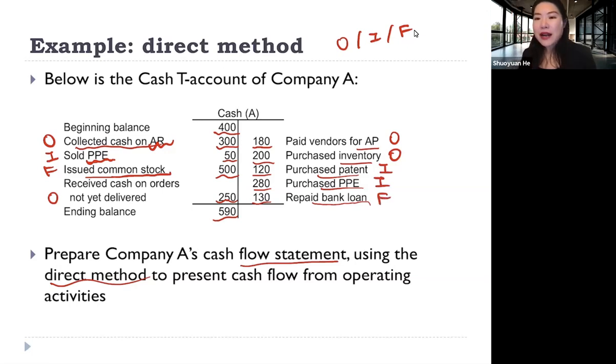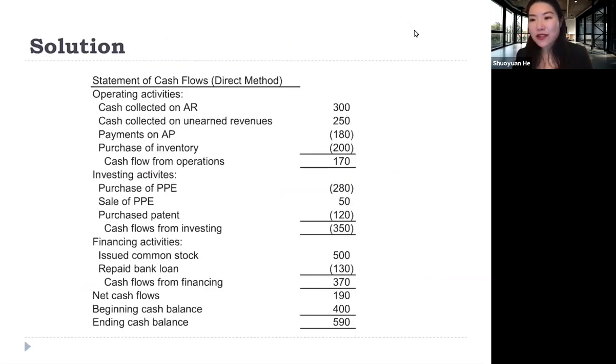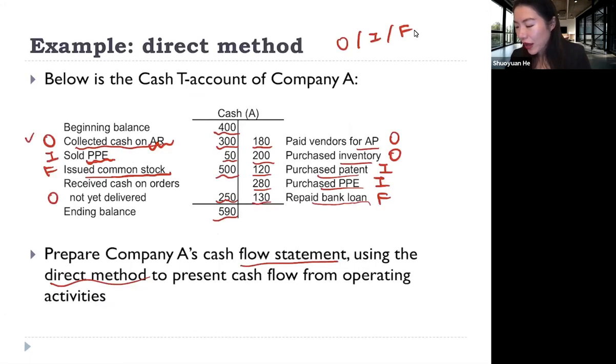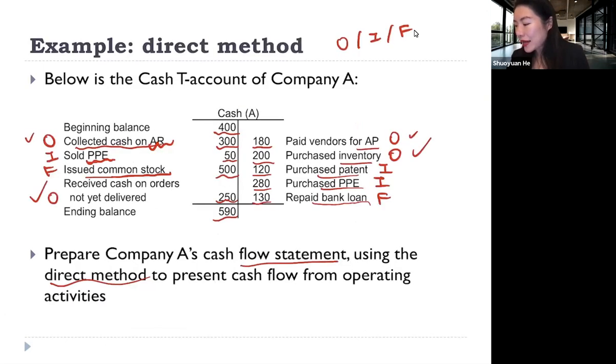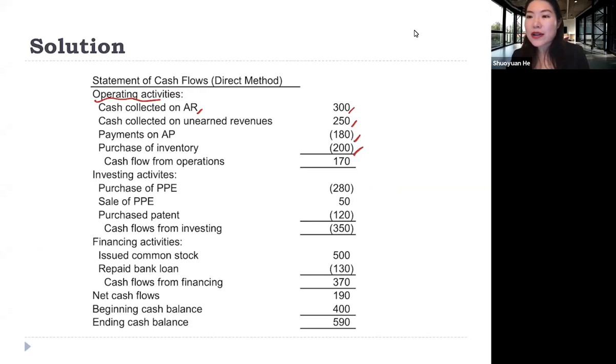So after we have categorized all of those items, now let's group them into a cash flow statement. So operating activity, cash collected on account receivable, 300. So we have this, and this. And then 250, that's also cash inflow. Cash outflow 180 and cash outflow 200. And then we have cash flow from operations if you add those together.